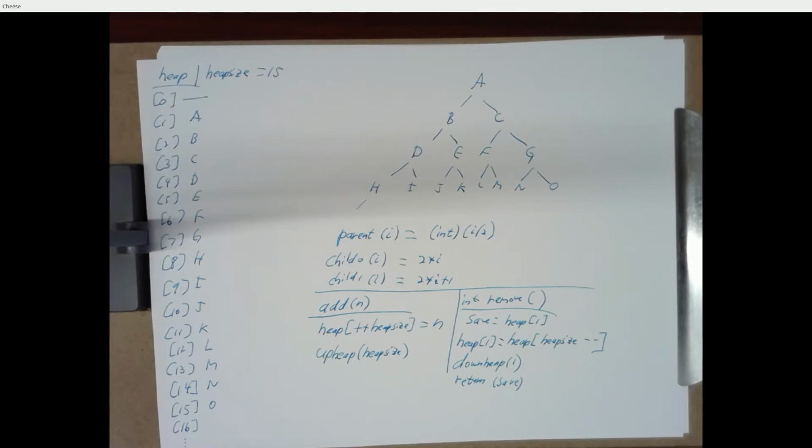A nanosecond, how far does an electron travel in a nanosecond? Anyone know the rule of thumb? It's about 12 inches per nanosecond.